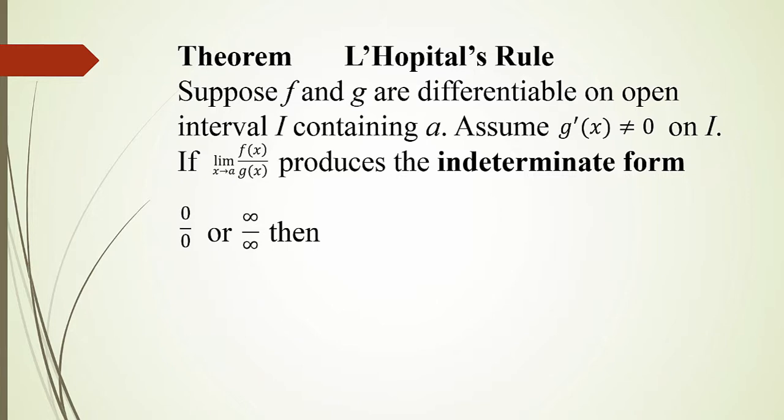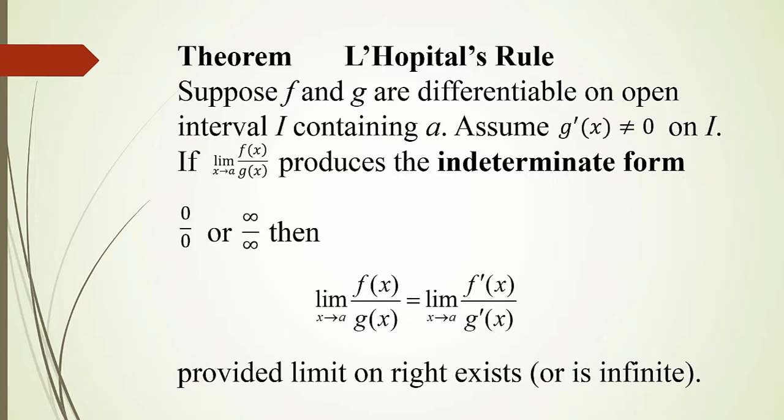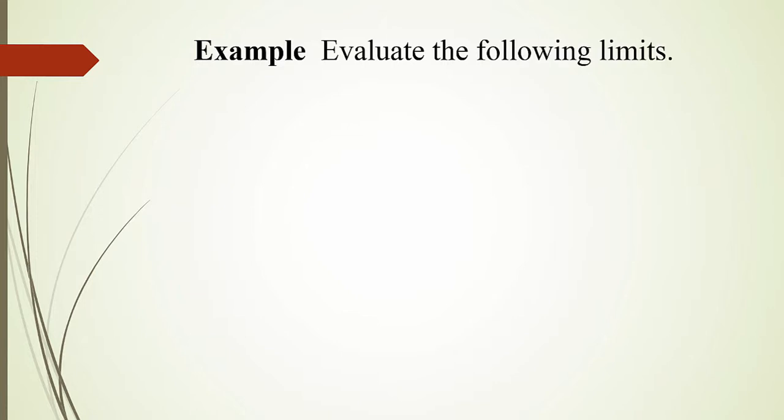So when you try substitution, it gives you one of those two indeterminate forms, 0 over 0 or infinity over infinity. Then the limit as x approaches a of f of x over g of x is equal to the limit as x approaches a of f prime of x over g prime of x. That is L'Hopital's rule, or as I like to call it, the hospital rule. So when you have the indeterminate form 0 over 0 or infinity over infinity, boom, you can use L'Hopital's rule. Of course, the theorem ends with the little phrase, provided the limit on the right exists or is infinite.